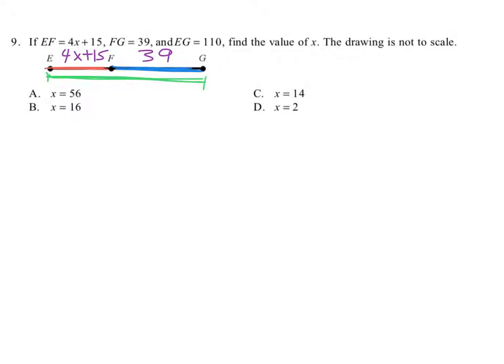So we can write that as an algebraic equation: 4x plus 15, that's the red section, plus 39, that's the blue section, will equal 110, that's the entire thing in green. Okay, now we're just solving algebraically.